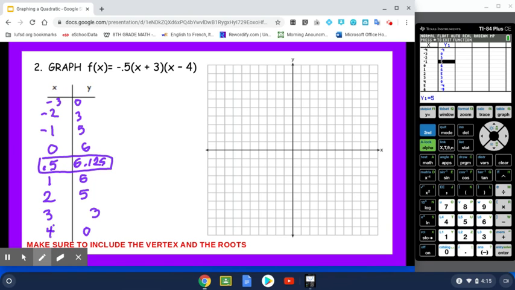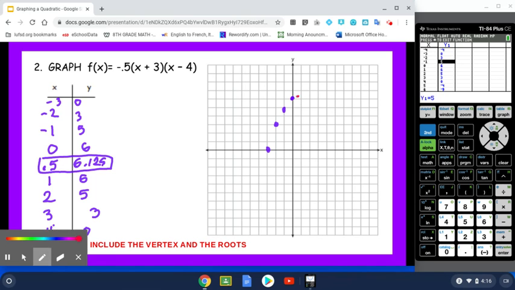So we're going to start at -3, 0. Plot your point. -2, 3, go over 2, up 3. -1, go up 5. 0, 6. And now I'm going to have to just go halfway up. I'm going to do it in a different color so you could see. You're going to go halfway over and up to 6.125, which is just a teeny bit above the line.